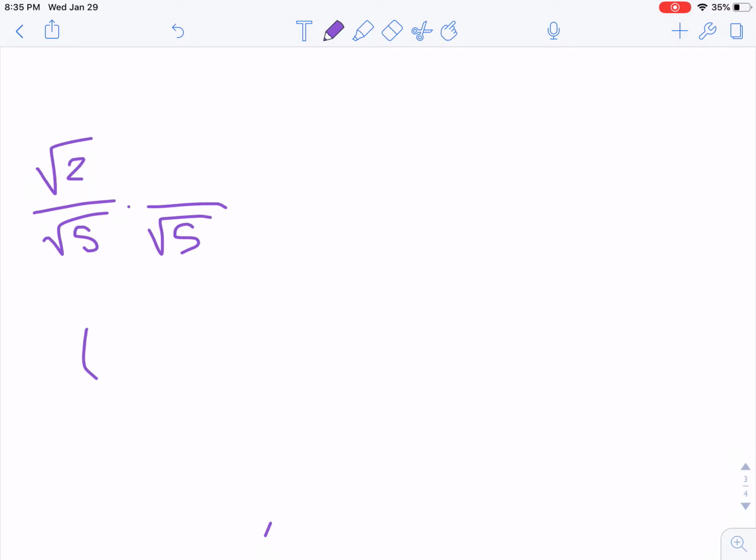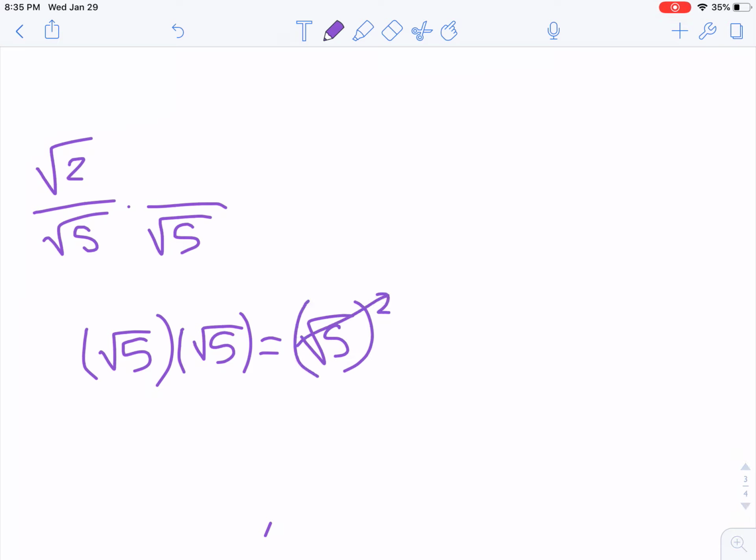The reason I'm picking the square root of 5 is because when I take the square root of 5 times itself, that's the same thing as taking the square root of 5 and squaring it. Square roots and squares cancel, and I'm just left with a 5 in the bottom. But to keep a fraction equal, you have to do the same thing to the top. So I'm going to multiply by the square root of 5 on the top.